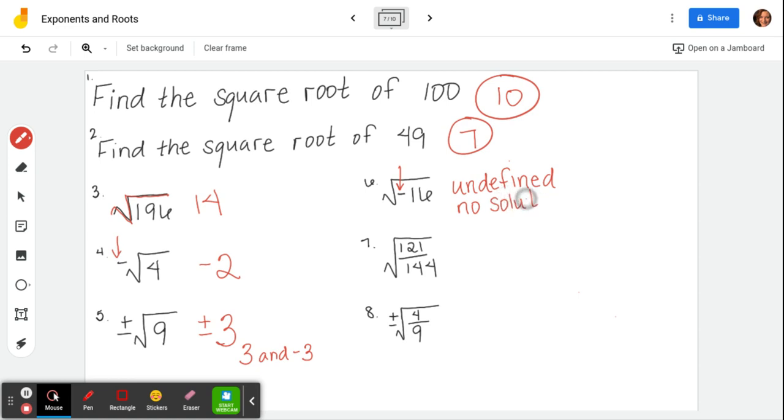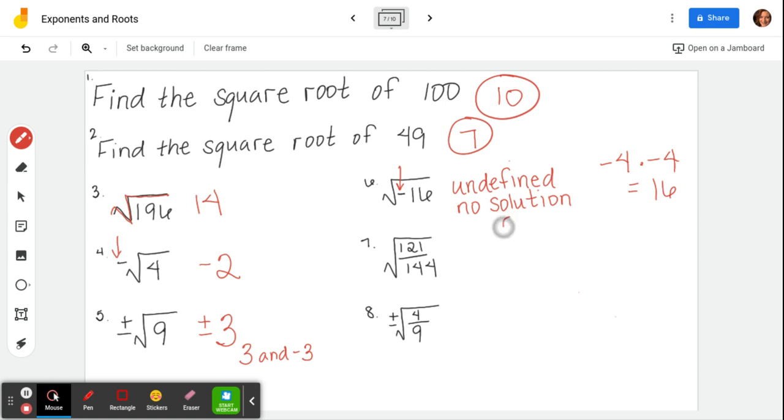The reason why is that square root means what do you take times itself to get that answer? You can't take something times itself and get a negative 16. If I do negative 4 times negative 4, I get a positive 16. If I do 4 times 4, I get a positive 16. I can't do one of each, or I'm not really taking something times itself. So when the negative sign is inside, you cannot do it.